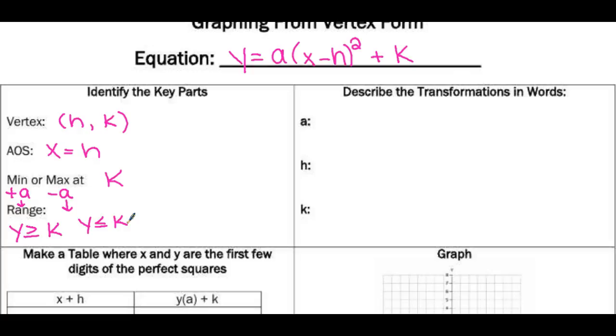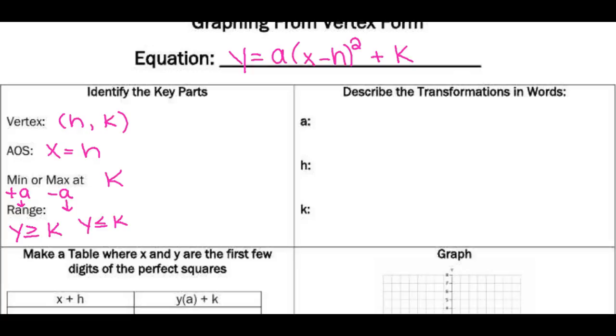Can you go over that? If a is positive in this equation here, you have a min. If a is negative in the equation up here, then you'll have a max. Because it's always at the y value that is k. So like you circle the word min or you circle the word max at k.